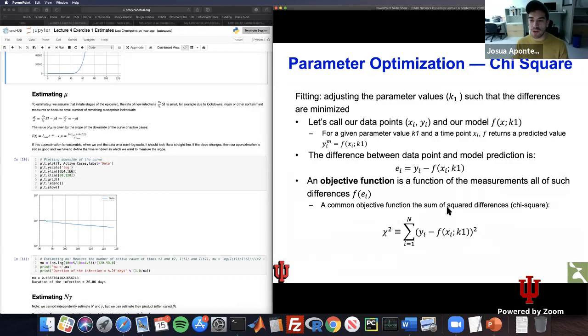One of the most common objective functions is the sum of squared differences, what's called the chi-square. The idea is that you iterate through every observed data point, measure the difference between the model prediction and the data point, and then square that difference. So it doesn't matter if the model is over-predicting or under-predicting. Then you do that for every observed data point, and that is going to be chi-square.